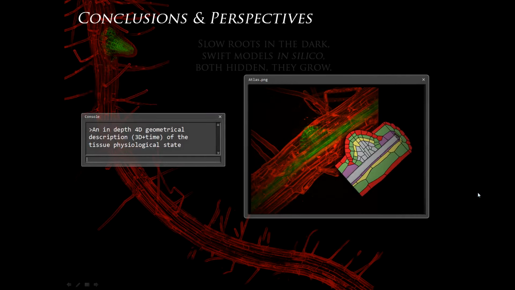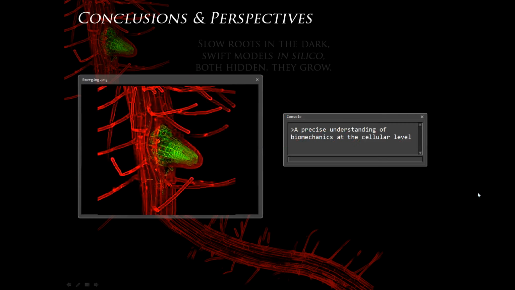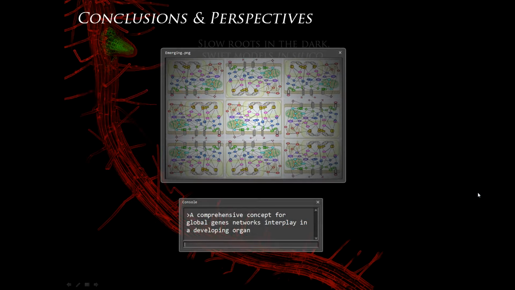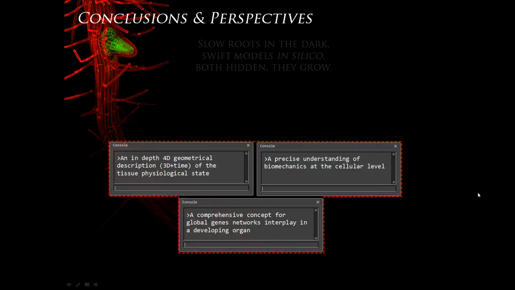Well, I'd say three points are missing. First, we're lacking an in-depth 4D geometrical description, 3D plus time, of the tissue physiological state. Then we're lacking also a precise understanding of the biomechanics at the cellular level. And finally, we're lacking a comprehensive concept for global gene network interplay in a developing organ. And if we were able to bring all those three points together, I guess we'd have enough to actually build up complete virtual roots. So let's end here my introductory talk on plant root tissue models.